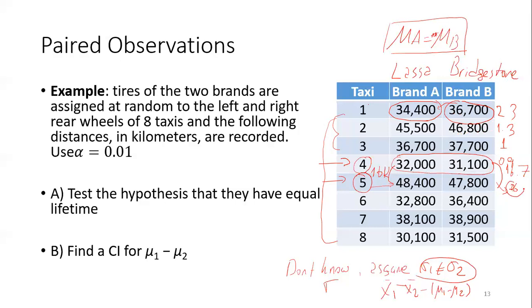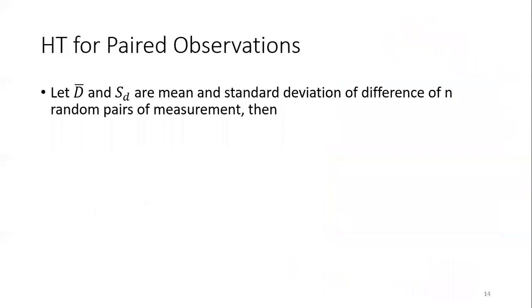So as you see, if you just subtract brand A from brand B for the same taxi driver, you eliminate the effect of each driver, okay? So this is what we mean by paired observations.